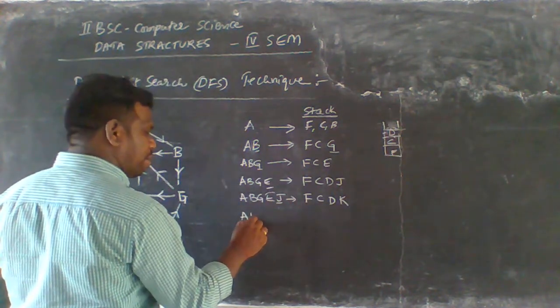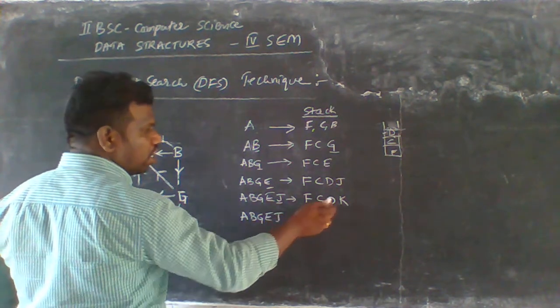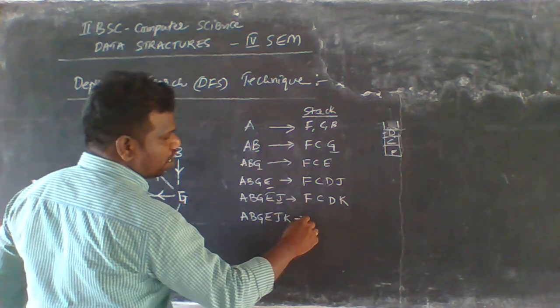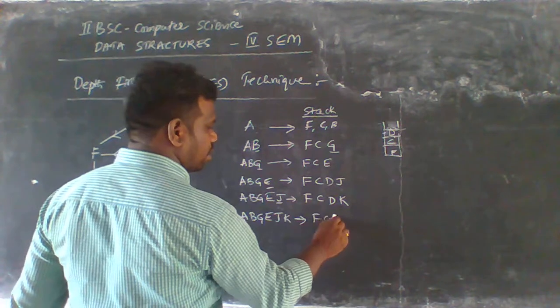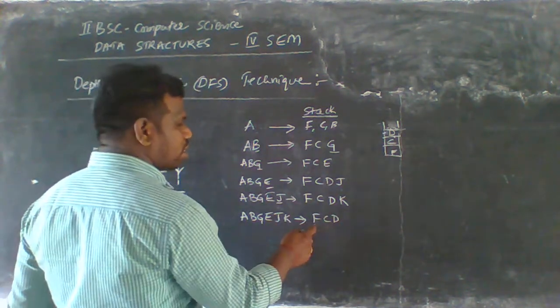It is called A, B, G, E, J. K will be coming to here. Okay. And we have only F, C, D available here. Later we can take that.